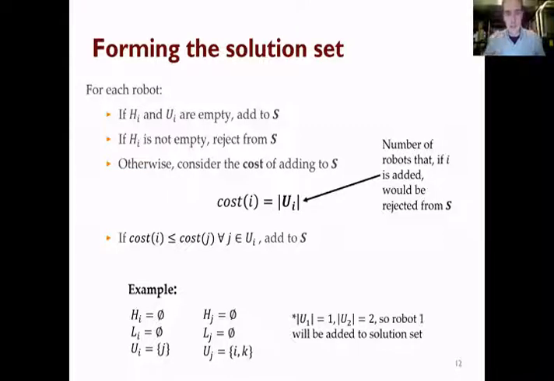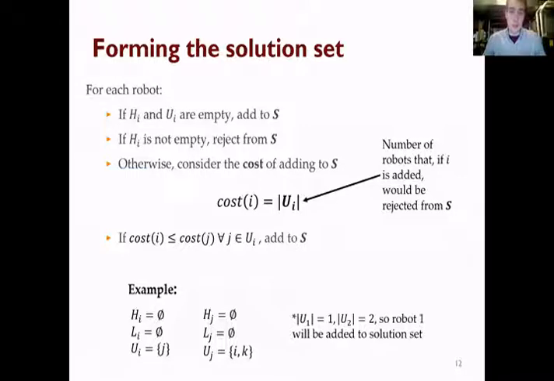So we add it to the solution set. In the second case, if robot I's higher priority set is not empty, we reject it from the solution set. So that if any robot has a hard priority over robot I, we reject it outright.